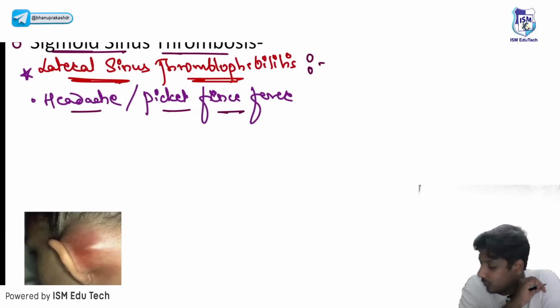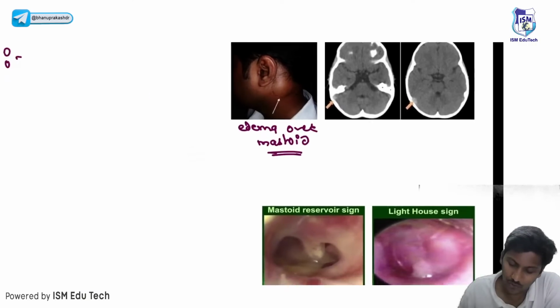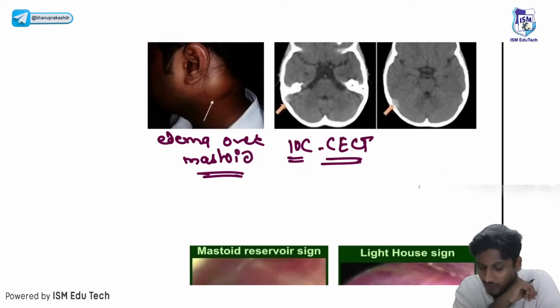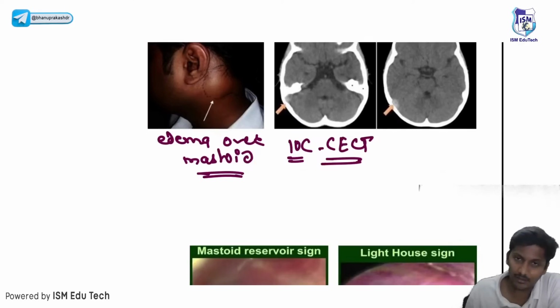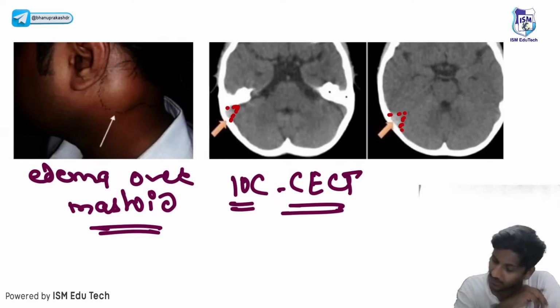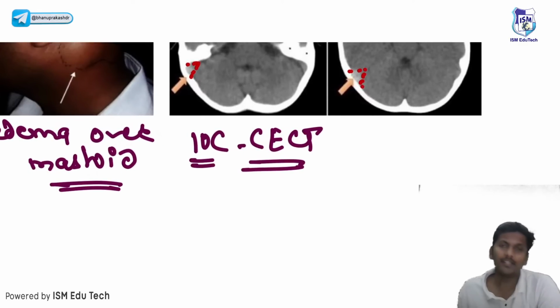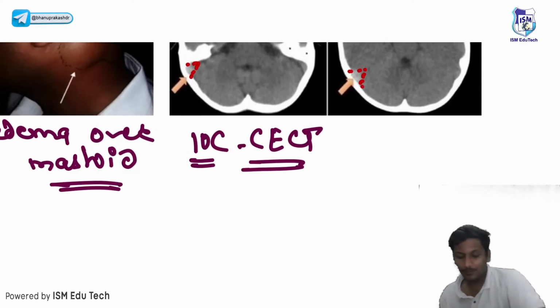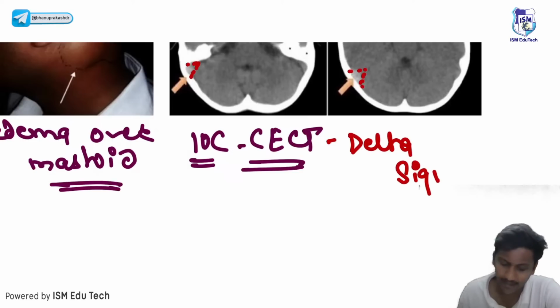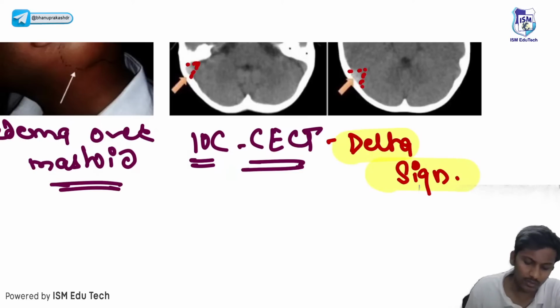Now, what will we do for investigation? The investigation of choice in this condition will be a CECT, a contrast enhanced CT scan. CECT of the head should be done, and on the contrast enhanced CT scan of the head, as there is thrombosis in the sigmoid sinus, that part of the sigmoid sinus will not take up the contrast, and that is the reason why you will see a triangular appearance. This triangle looks like the Greek alphabet delta. Therefore, this CECT will show us the delta sign, also known as the empty delta sign. That is commonly seen.